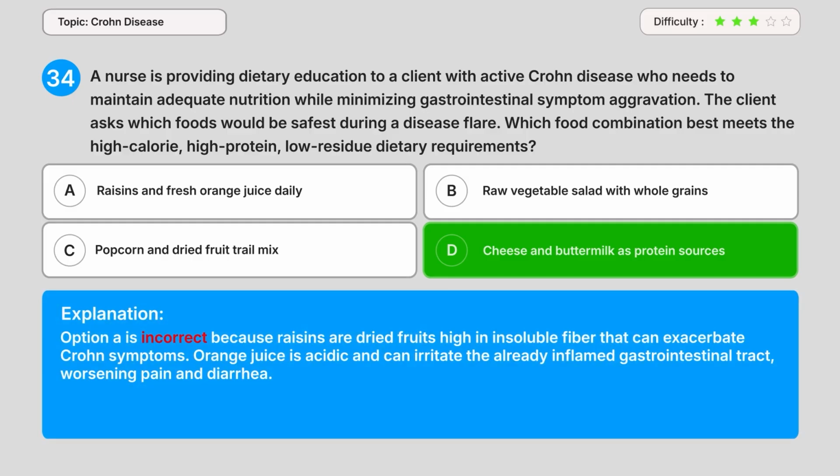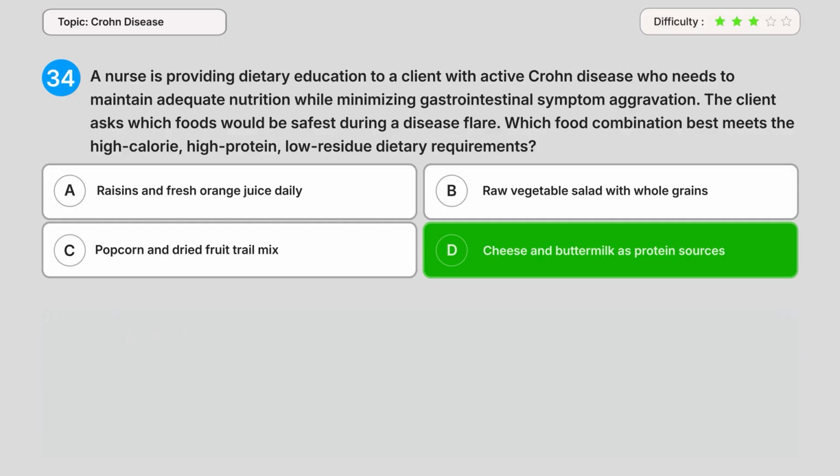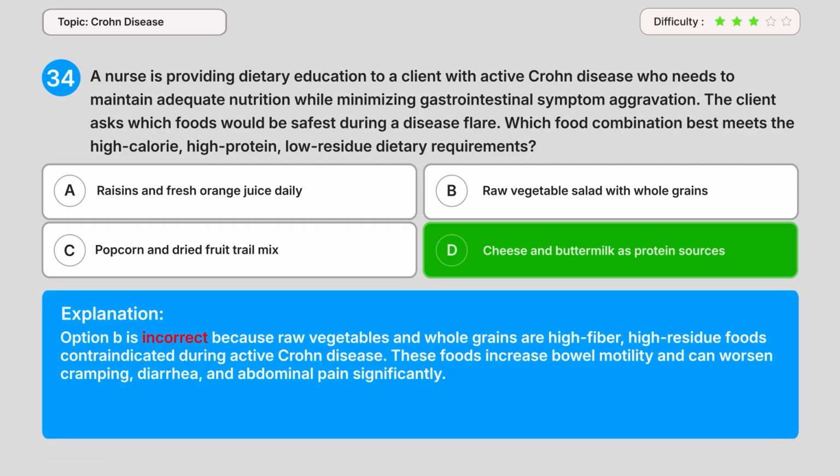Option A is incorrect because raisins are dried fruits high in insoluble fibre that can exacerbate Crohn's symptoms. Orange juice is acidic and can irritate the already inflamed gastrointestinal tract, worsening pain and diarrhea. Option B is incorrect because raw vegetables and whole grains are high fibre, high residue foods contraindicated during active Crohn's disease. These foods increase bowel motility and can worsen cramping, diarrhea, and abdominal pain significantly.